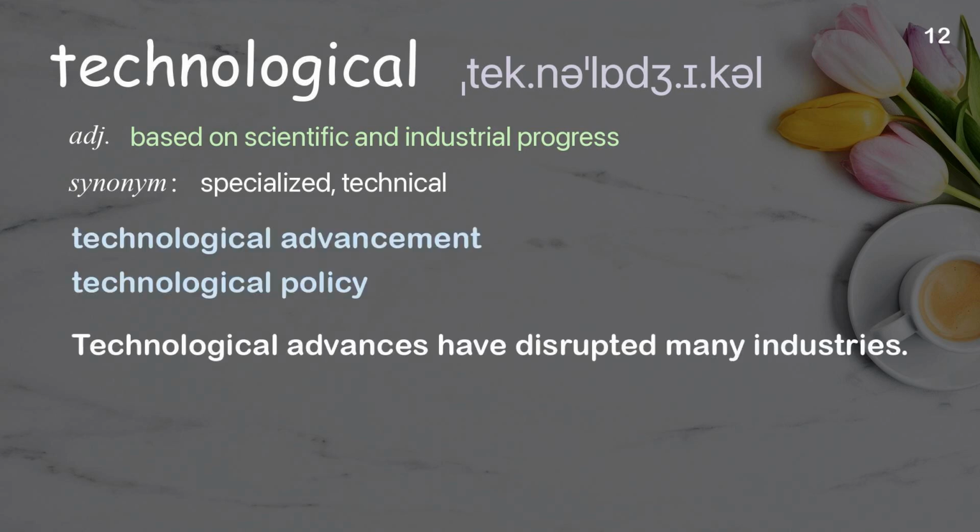Technological. Based on scientific and industrial progress. Examples: Technological advancement. Technological policy. Technological advances have disrupted many industries.